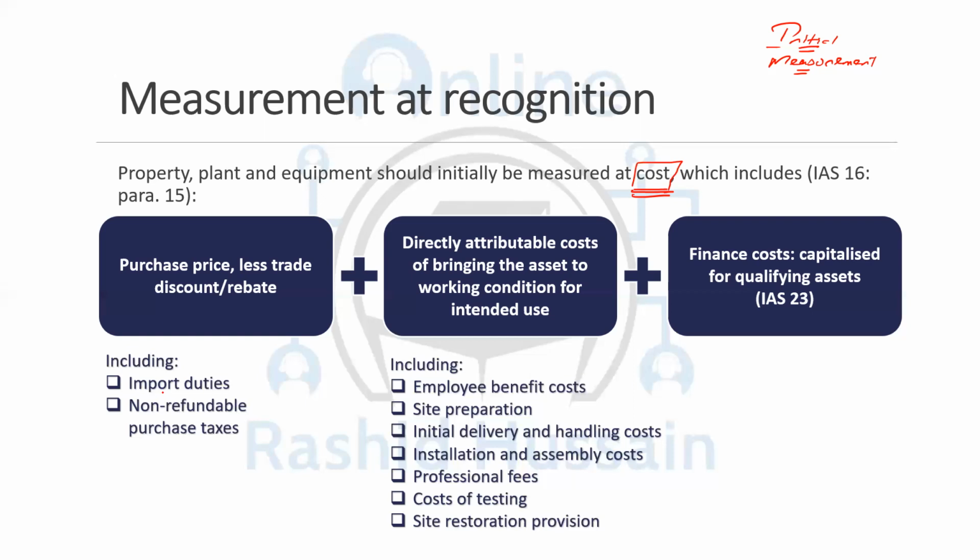Including import duties, for example, I bought something from, let's assume, China, and I'm bringing it to my country. I'm going to pay the import duty on it, and non-refundable purchase taxes. That will be part of the cost as well. But if the government says initially you pay the tax, but if the asset is eco-friendly and we confirm it later on, then all the tax will be refundable, in that case the refundable taxes should not be made part of the cost of the asset.